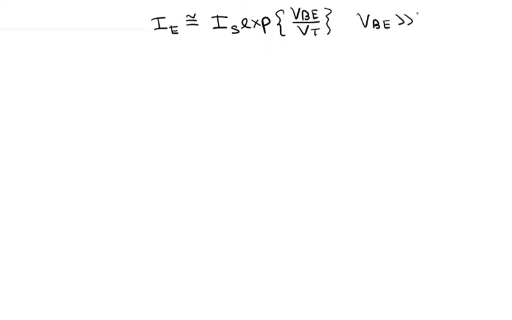So just as I said, we know that the base emitter junction is basically a diode and the base to emitter junction is forward biased. So the emitter current is dependent on the base to emitter voltage by this expression: IE equals Is exponential VBE divided by Vt, provided that VBE is much greater than Vt. If this condition is not satisfied, then you have to put a minus 1 over here.